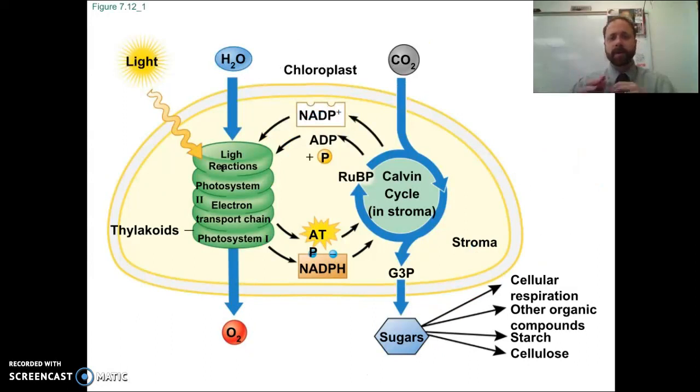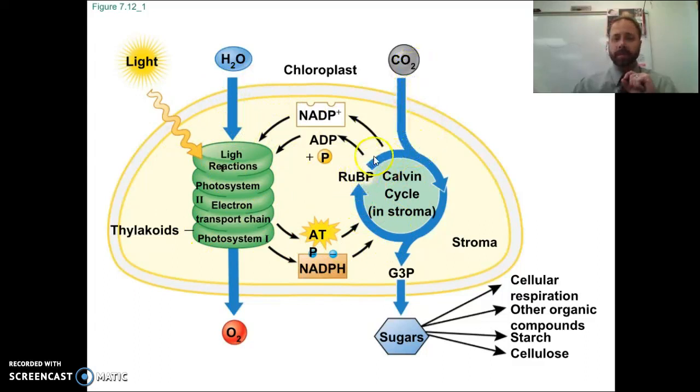Again, here is kind of where we've been, what we've done, where everything is located. Nice little overview here. The light comes in to the light reaction of the thylakoid membrane. Water comes in as well. From there, we go to photosystem 2, the electron transport chain, and then photosystem 1. Out of photosystem 1 comes our ATP and our NADPH, those high energy electrons, and they go into the Calvin cycle, which is located in the stroma, that fluid that surrounds the thylakoids.